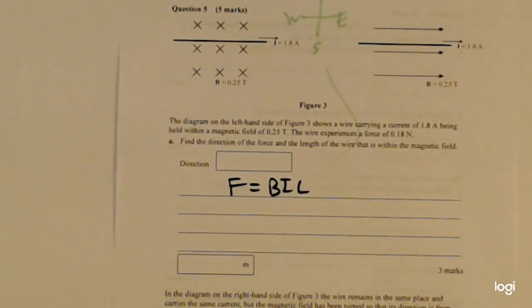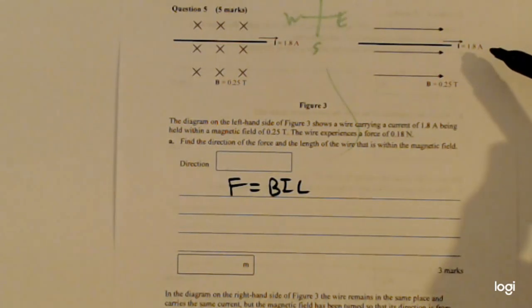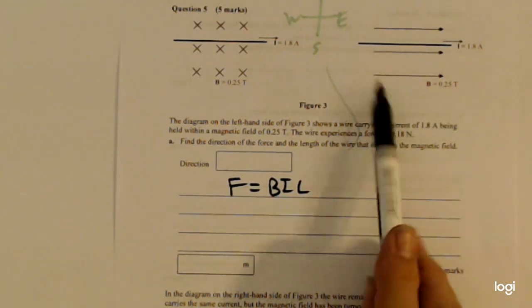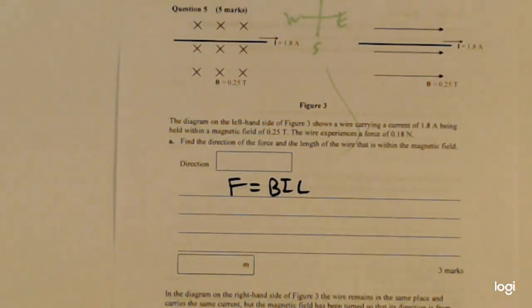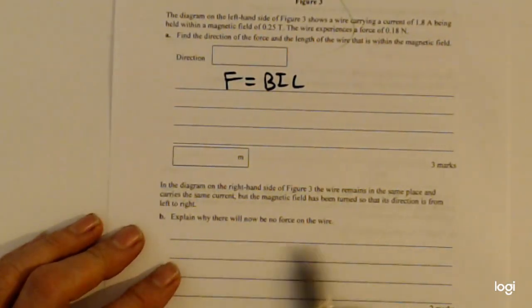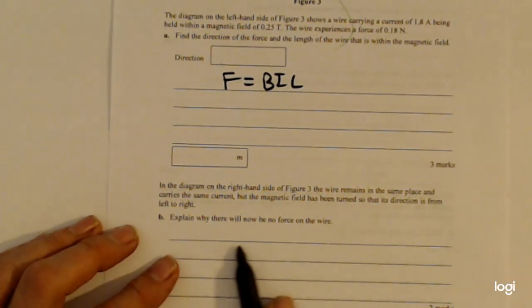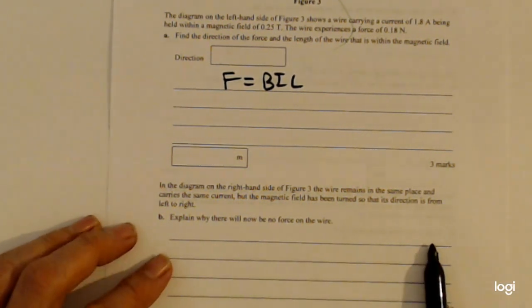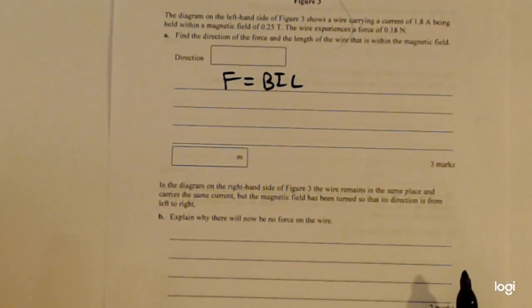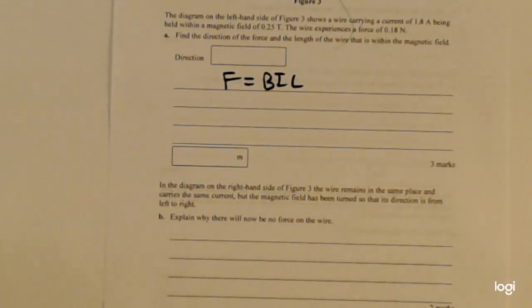Now part B says in the diagram on the right side, the wire remains in the same place and carries the same current, but the magnetic field is turned so that its direction is from left to right. Explain why there will not be any force on the wire. So you don't have to tell them that there won't be any force on the wire. Please don't waste your time by saying, there will be no force on the wire in this circumstance because. Just start with the word because, get on with it, right?